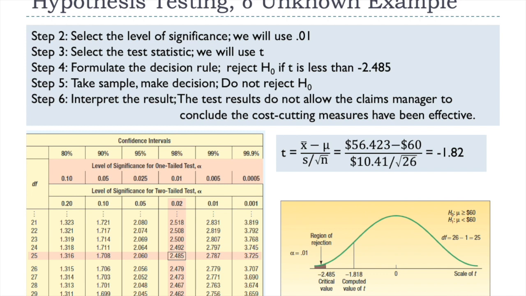So what would we say back to management? Well, we would say the test results do not allow the claims manager to conclude that the cost-cutting measures have actually been effective. Again, probably not something they want to hear, but this is how businesses really do use statistics.